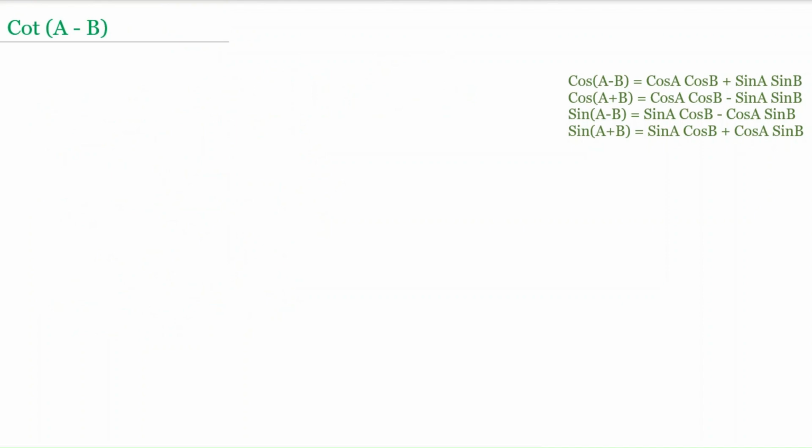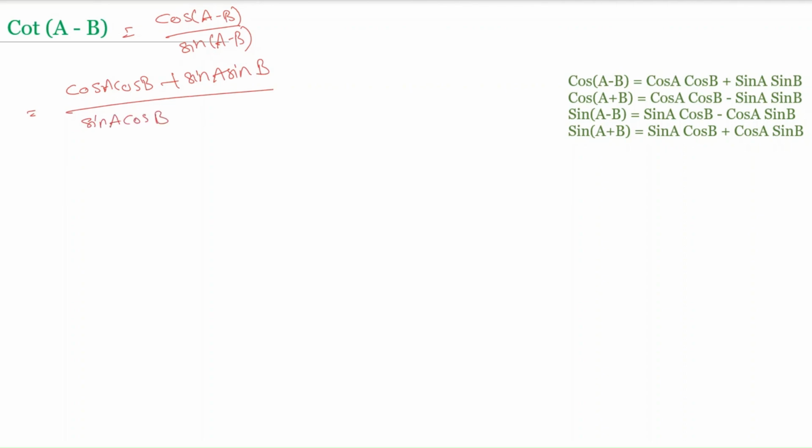Now for cot of A minus B, we can follow the same process. It is cos A minus B upon sin A minus B. Again substitute the values. We have cos A cos B plus sin A sin B upon sin A cos B minus cos A sin B. Now again we'll divide both numerator and denominator by sin A sin B.